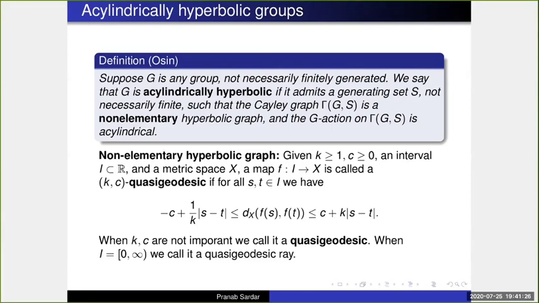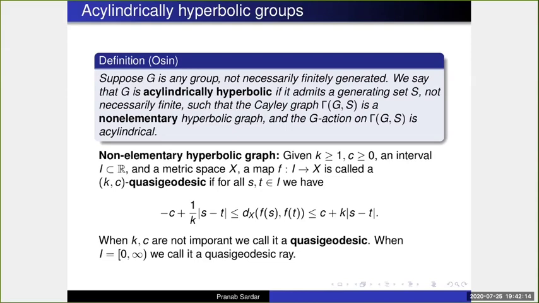For specialists, of course, they know what it is. This simply means that these hyperbolic graphs have more than 2 points in the boundary. For some people who are not familiar with this, I'll go as follows. Given constants k greater than or equal to 1 and c greater than or equal to 0, and some interval I in R and a metric space X, a map from the interval to X is called a (k,c) quasi-geodesic if these two inequalities hold. If I did not have the constant c, then it would simply be bi-Lipschitz. But I allow some additive error, which is independent of t. So I allow some uniformly bounded error. So these are called quasi-geodesics.